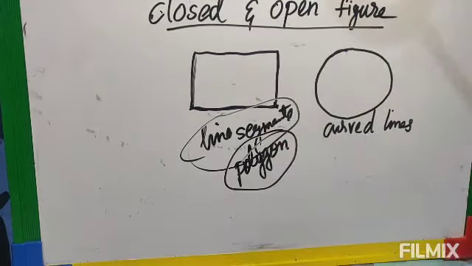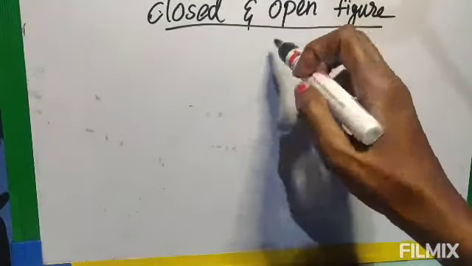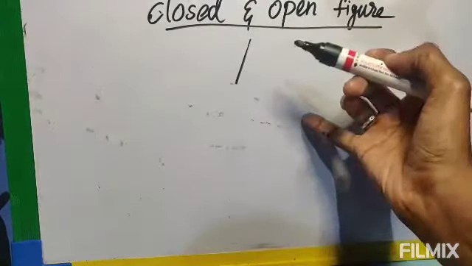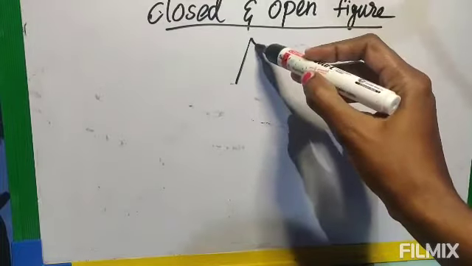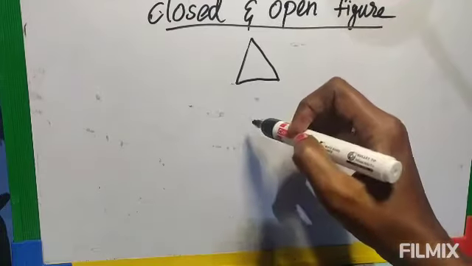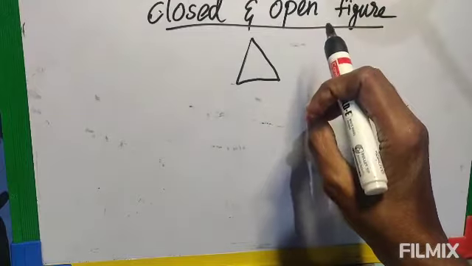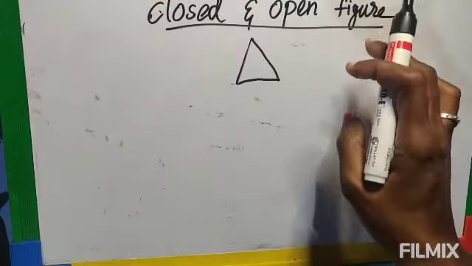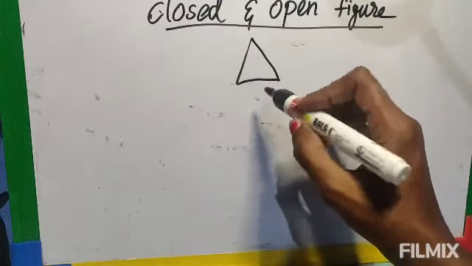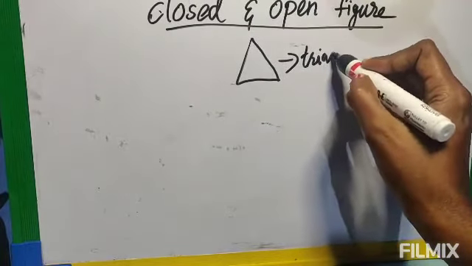Now we will see the types of polygon. Listen, to draw a closed figure you need at least 3 line segments. With one line segment we cannot draw a closed figure. With 2 line segments also we cannot draw a closed figure. So we need at least 3 line segments, minimum. Maximum it can be any number of line segments. The figure we make with the minimum 3 line segments is called a triangle.